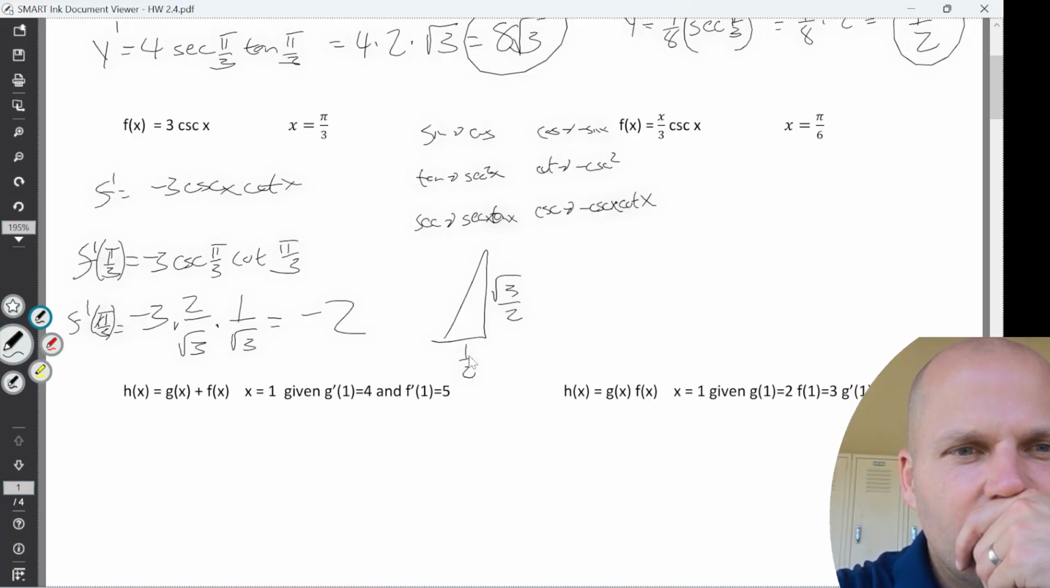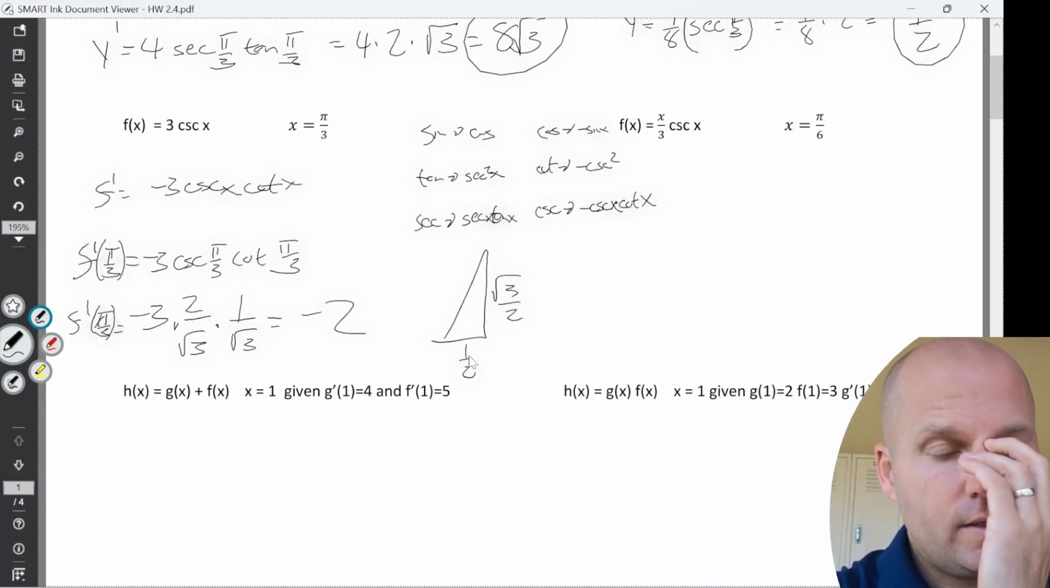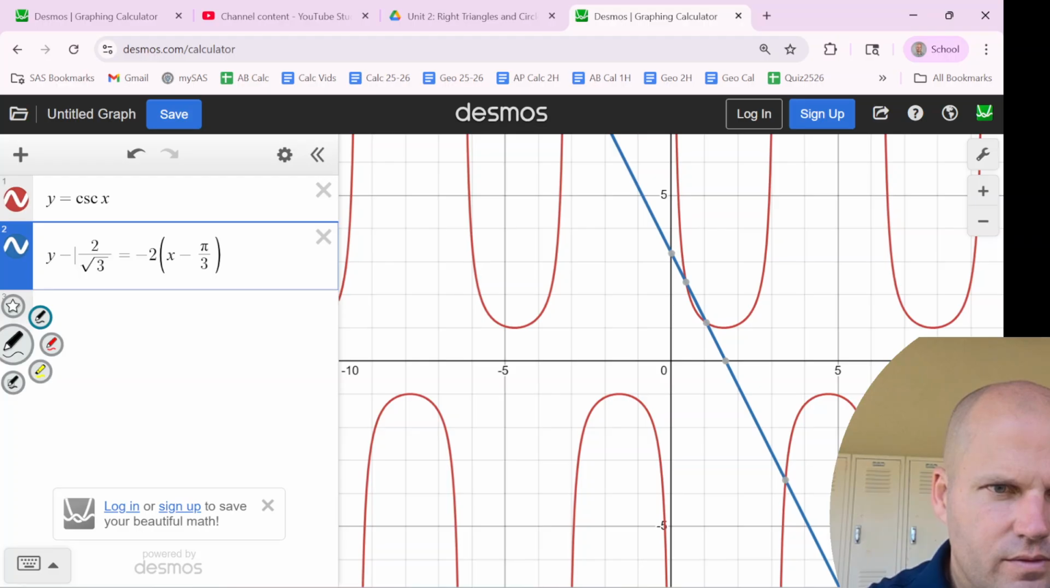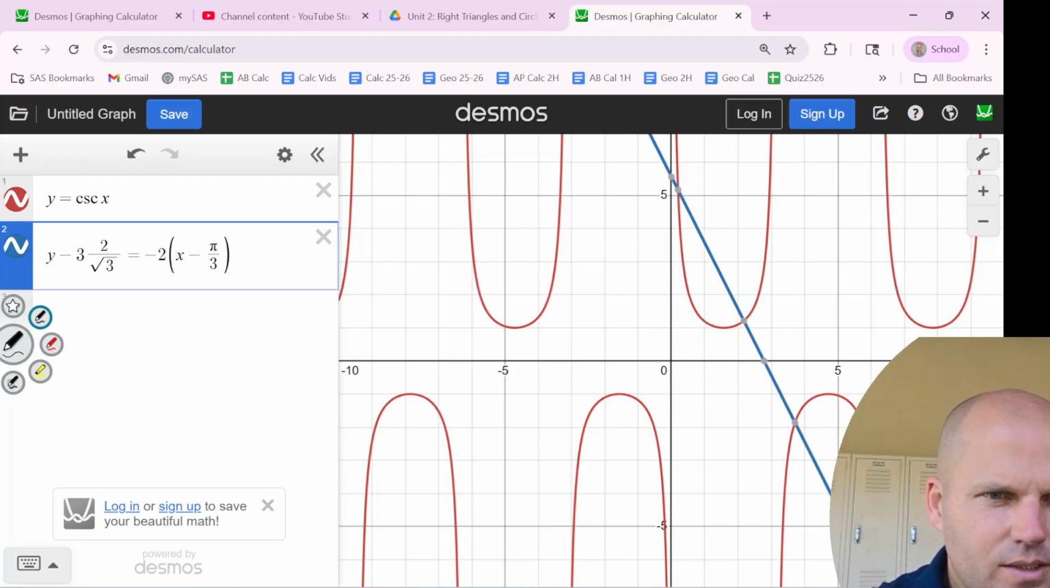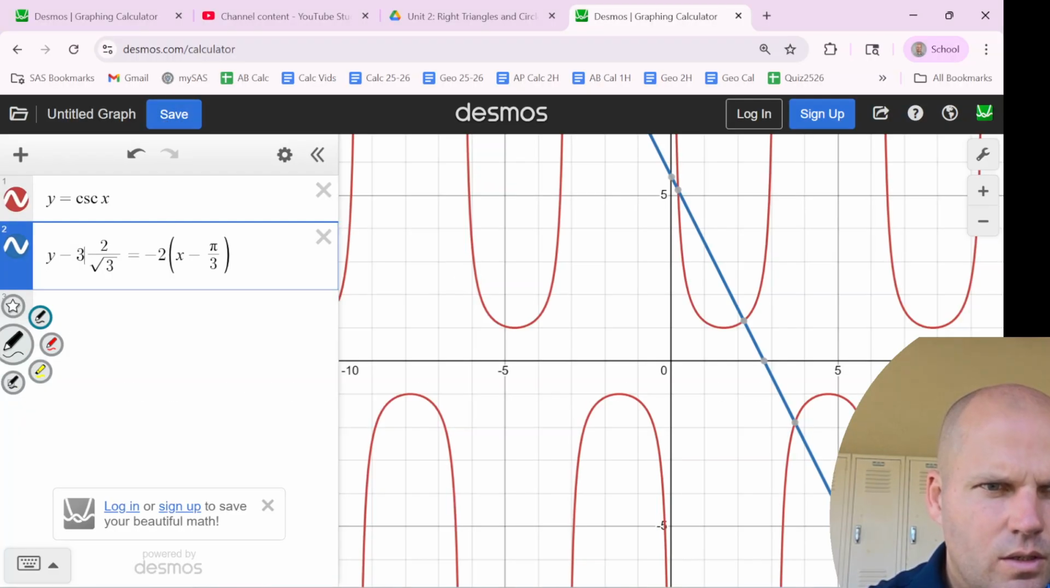Negative cosecant cotangent. Cosecant pi over 3. That's correct. Cotangent of pi over 3 is correct. Oh, gosh, I know what I did. I didn't multiply the 2 over root 3 by 3. So I was right. What? The cosecant of pi over 3 is 2 over root 3 times 3. What is going on?